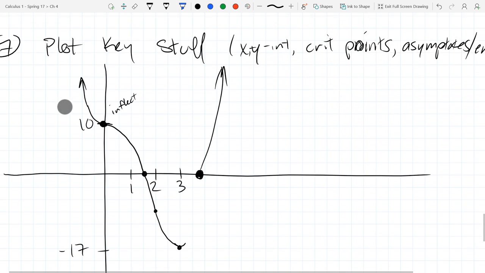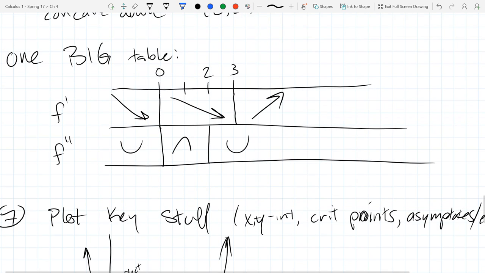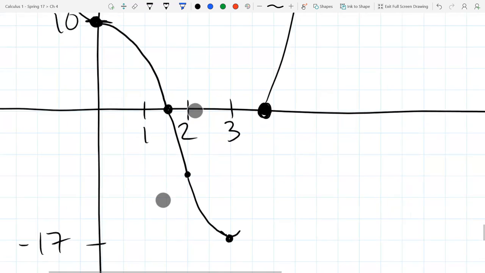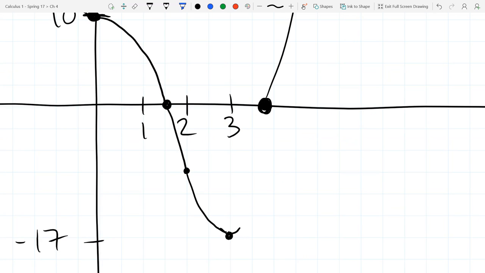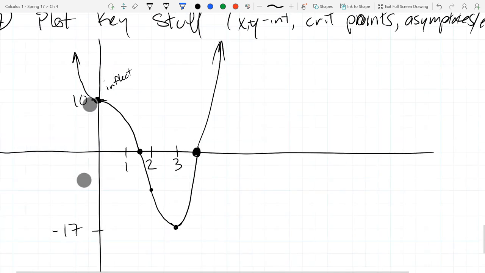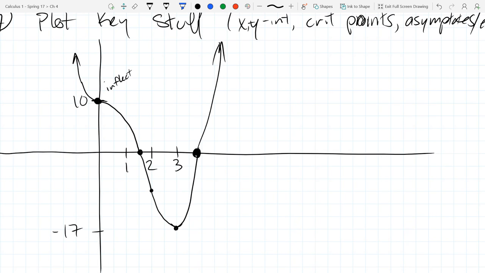So what happens at 3? At 3, we keep concavity upwards, so we keep bending upwards, but we go from being decreasing to increasing. And of course, we know we're 0 at 3. So we go from being decreasing to increasing, but we keep bending upwards. So it's going to look like this. So any questions going from 2 to 3?